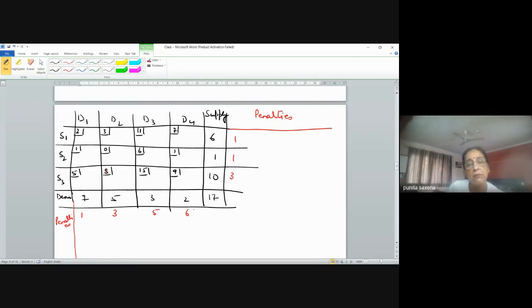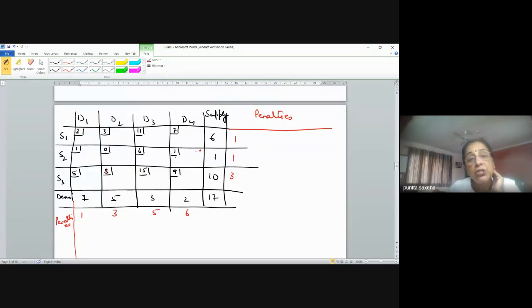Now, in the penalties, which is maximum? 6. Okay? So the maximum penalty belongs to what? The fourth column, or the fourth destination? That's what the step said. We have to choose the row or the column that has the maximum penalty. In this case, it's the column. Now, in this column, we will look for the minimum cost. What is the minimum cost here? 1, right? So that means we are going to make allocations in this cell.